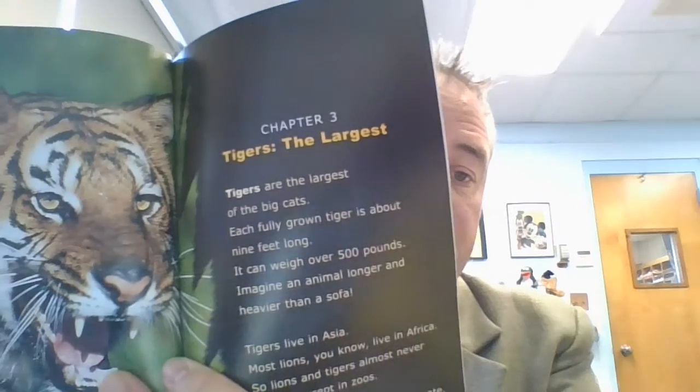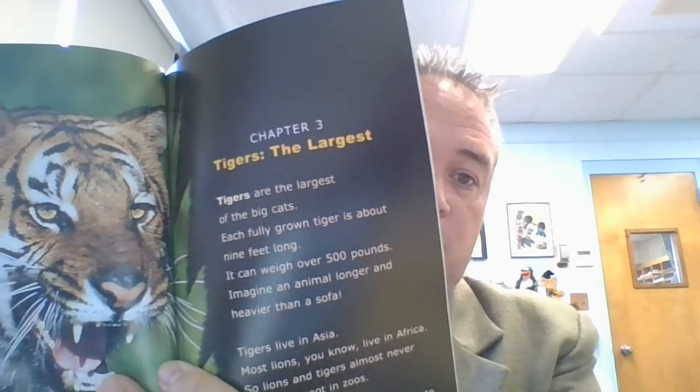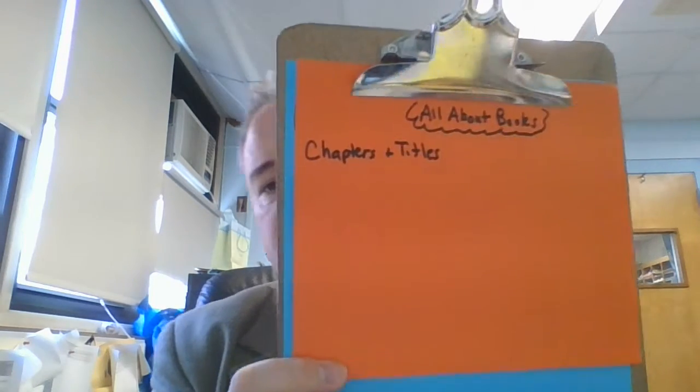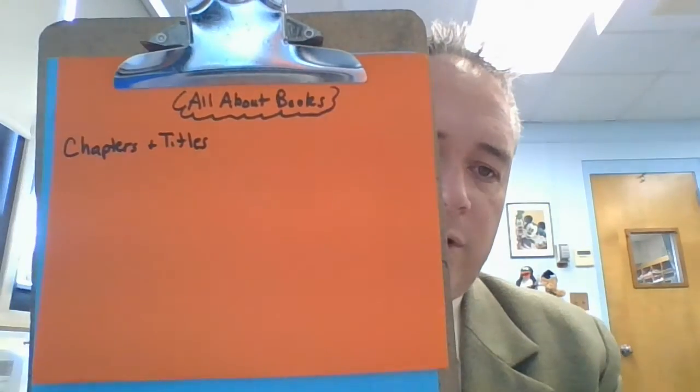Chapter 3, Tiger is the largest, right? So I know if I want to read about tigers, I can go to chapter 3. So let's put that on our list, right? So we can have chapters and titles. Okay, so that can help me as a reader, but it can help me as a writer too, because I know a lot about this topic that I'm writing about. And so it helps me know where to put all the information, right? So let's keep going. Let's look more at this book.